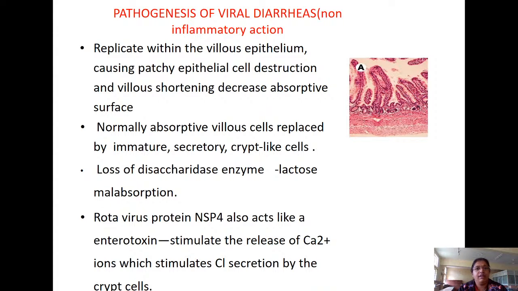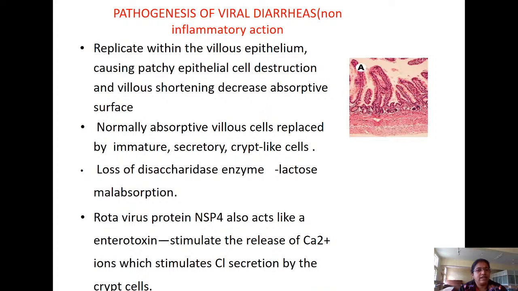Now what happens in viral diarrheas? The virus replicates in the villus epithelium and causes patchy epithelial cell destruction. Once there is cell destruction of the villus epithelium and villus shortening, that decreases the absorptive surface. So when these two happen, the absorptive surface goes down. Normally the mature absorptive villus cells, which are helpful in absorption, are replaced by immature secretory crypt-like cells, which cause secretory diarrhea.